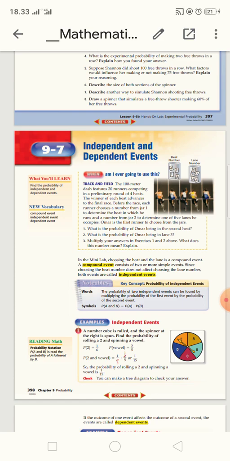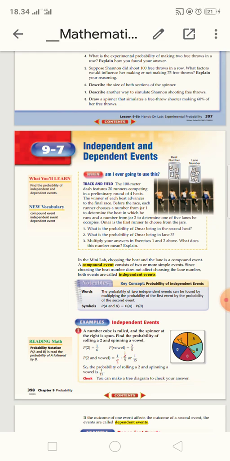3. Multiply your answers to exercises 1 and 2 above. What does this number mean? Explain. In the mini-lab, choosing the heat and the lane is a compound event. A compound event consists of 2 or more simple events. Since choosing the heat number does not affect choosing the lane number, both events are called independent events.